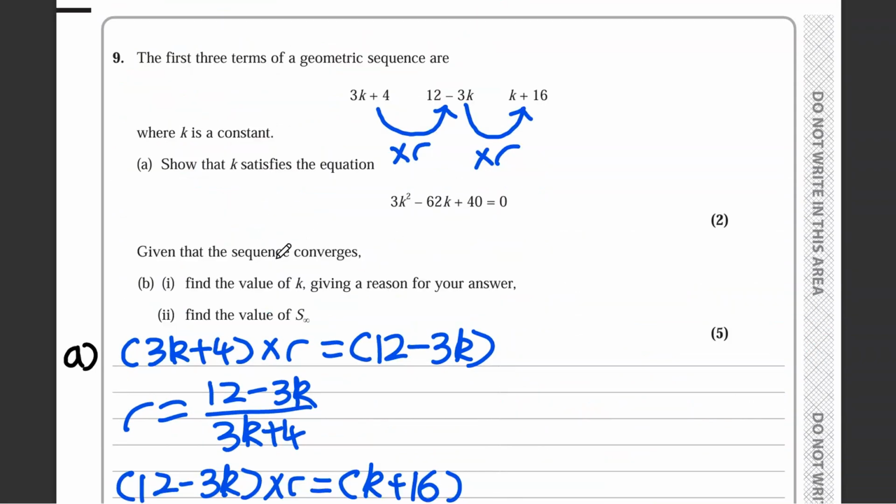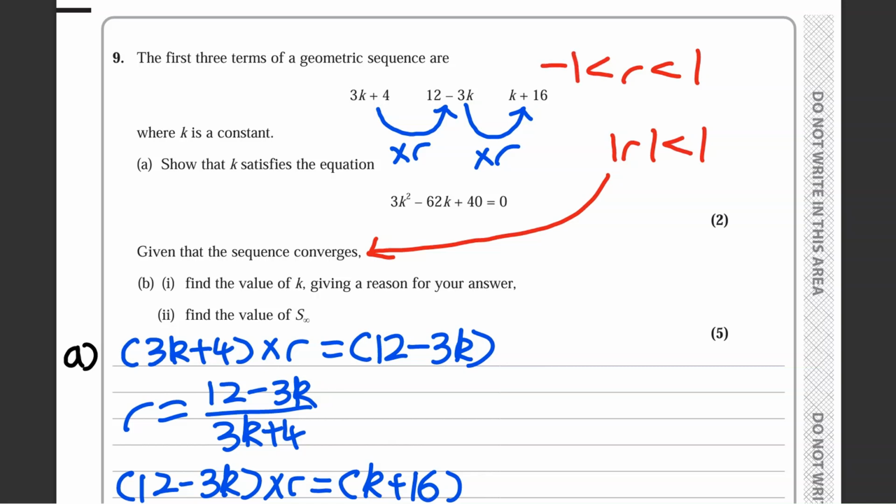Okay, so for the first part of B, we're told that the sequence converges, and then using this, we need to find the value of k, giving a reason for our answer. So as the sequence converges, this means that r, which is this common ratio here, the modulus of r is going to be less than 1. Another way you can write this is that r is going to be between -1 and 1. Okay, so what can we do with this information?